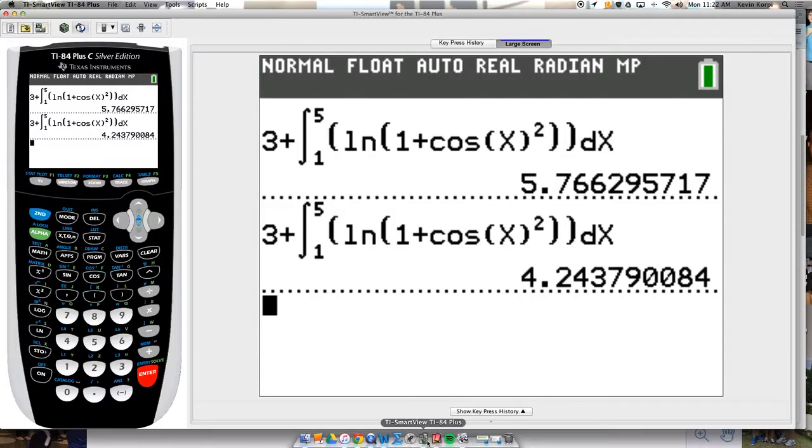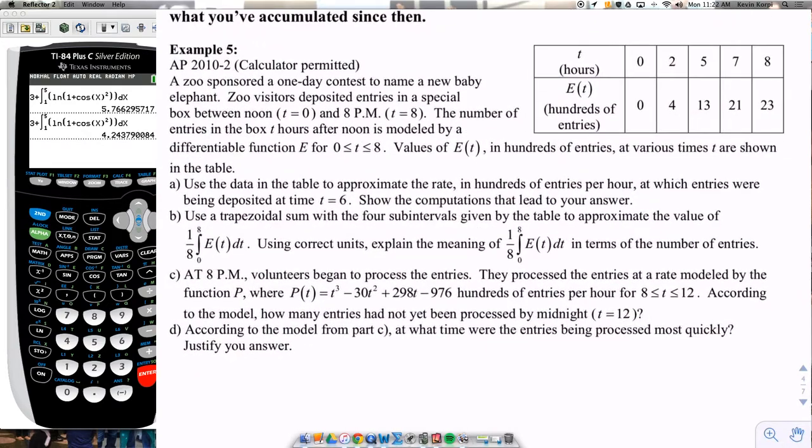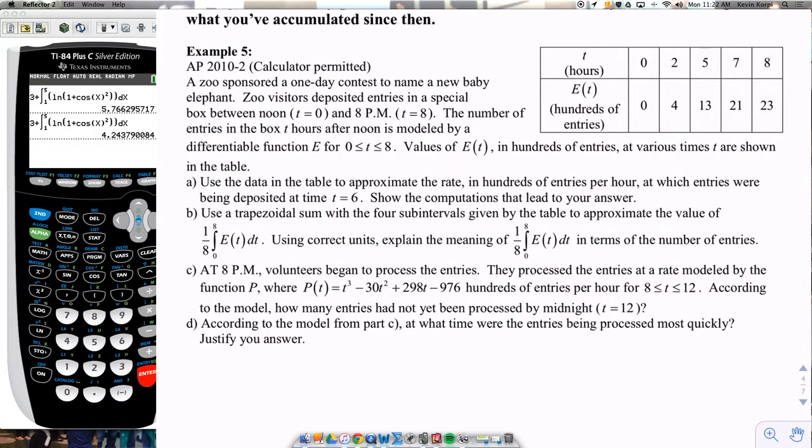This one is a calculator-permitted question, so let's go ahead and pull the calculator up here. This was example 10, question 2. This one was about a baby elephant. It was very cute. A zoo sponsored a one-day contest to name a new baby elephant, not an old baby elephant, a new one. Zoo visitors deposited entries into a special box. Between noon, which corresponds with t equals 0, and 8 p.m., which is t equals 8, the number of entries in the box, t hours after noon, is modeled by a differentiable and therefore continuous function E from 0 to 8. Values of E of t are in hundreds of entries. What are the units of E of t?